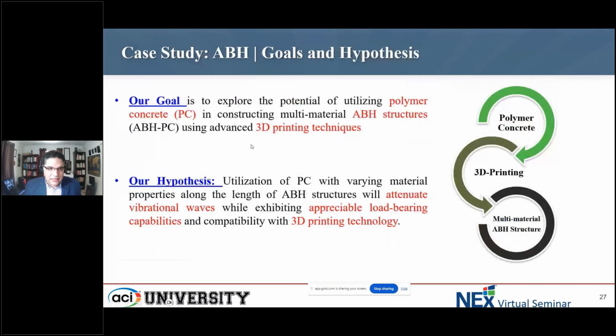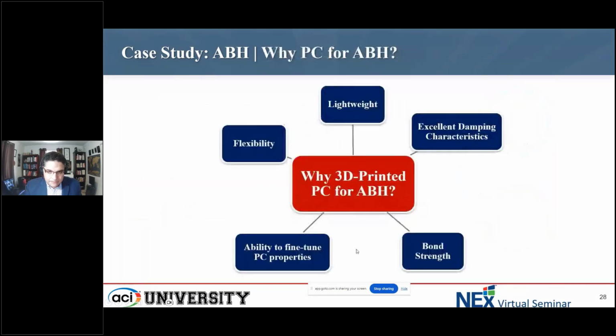So our goal in this case study was to explore the use of polymer concrete in making 3D printed polymer concrete, actually with making a multi-material. With multi-material, we basically mean multi-type polymer concrete in making the acoustic black hole structures. And we think that we can actually change this polymer concrete during printing to keep appreciable load-bearing capabilities and to actually achieve the attenuation of the vibrational waves.